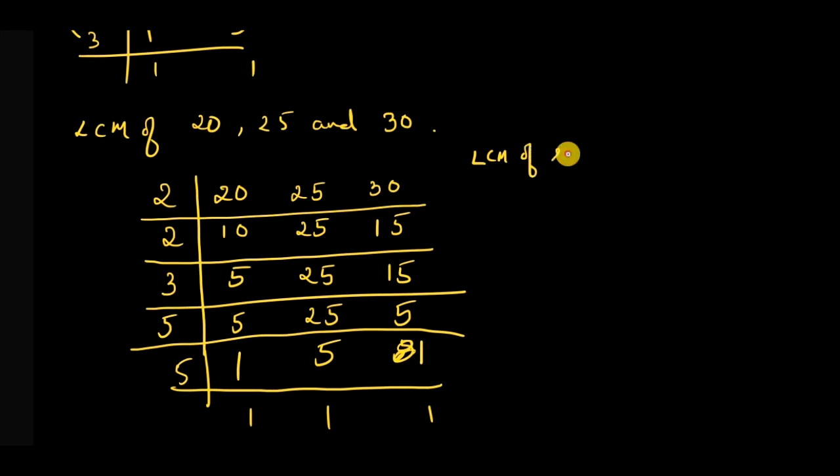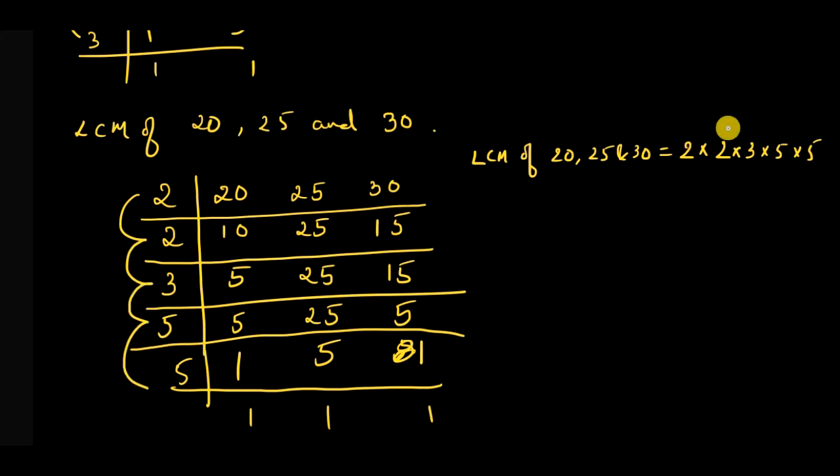of 20, 25, and 30 is 2 into 2 into 3 into 5 into 5. This one, 2 into 2 into 3, 5 into 5. And that is 10, 10. That is 100, 300. So the LCM of these numbers is 300.